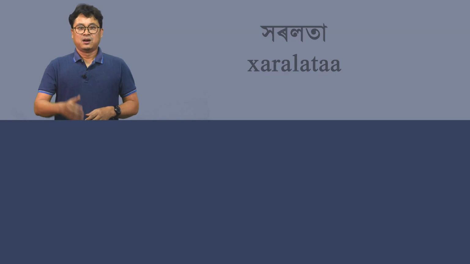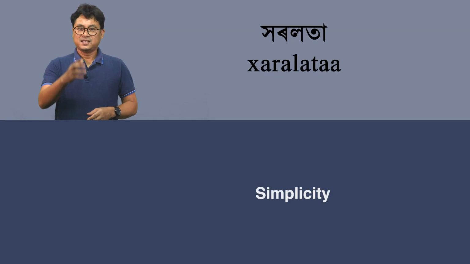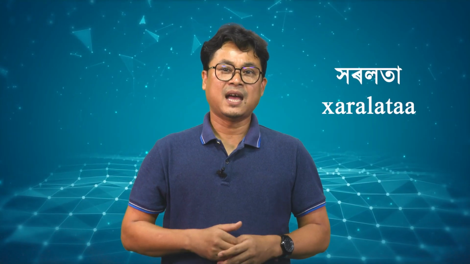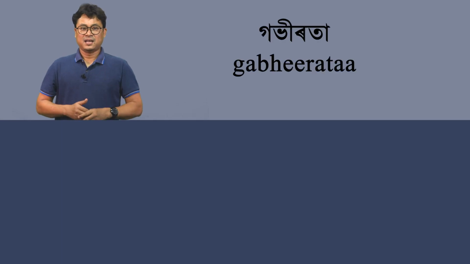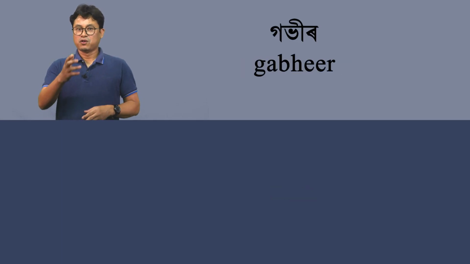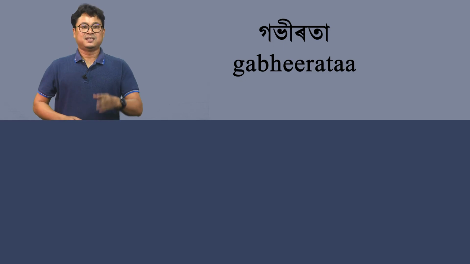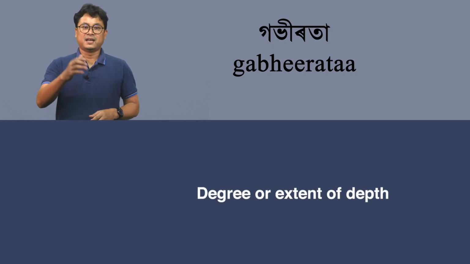For example, horolota, meaning simplicity, from horol, which means simple. Here, horol is an adjective that becomes horolota, which is an abstract concept or noun referring to the quality of being simple. Thus, we can derive govirota, meaning depth, from govir, which means deep. Here, the derived noun govirota expresses the degree or extent of depth.